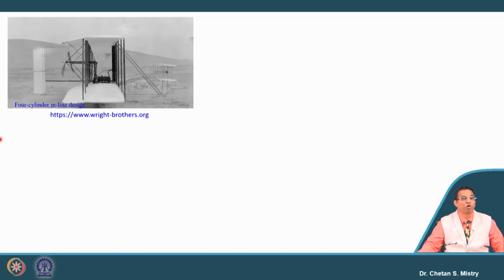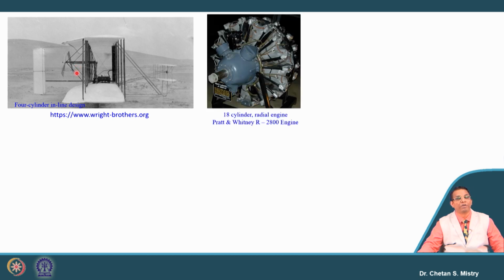So the concept of using this propeller is not new. Say the very first engine, which was developed by the Wright brothers, they used an inline engine, that is a multi-cylinder engine, and that multi-cylinder engine was used to rotate these propellers. Later on, people explored different kinds of possibilities.